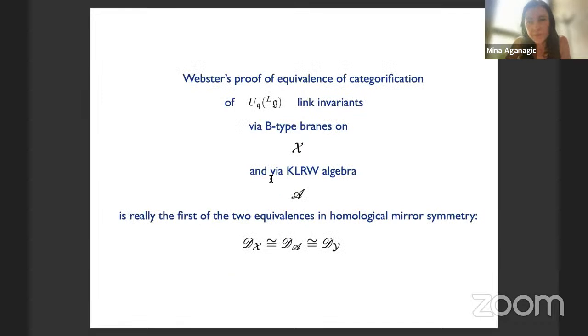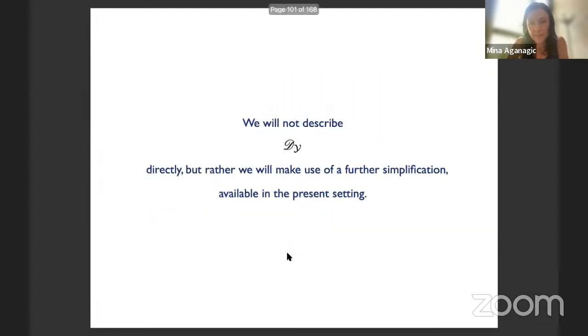Webster's proof of the equivalence of categorification of quantum link invariants by B-type branes on X and by the KLRW algebra is really the first of the two equivalences that make up homological mirror symmetry. We won't describe in this talk the mirror derived category of Y and how the KLRW algebra arises from it, but rather we'll make use of a further simplification that's available in the present setting.